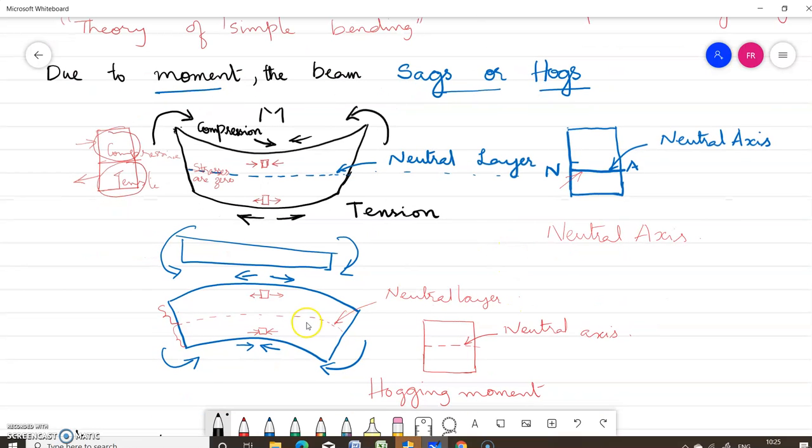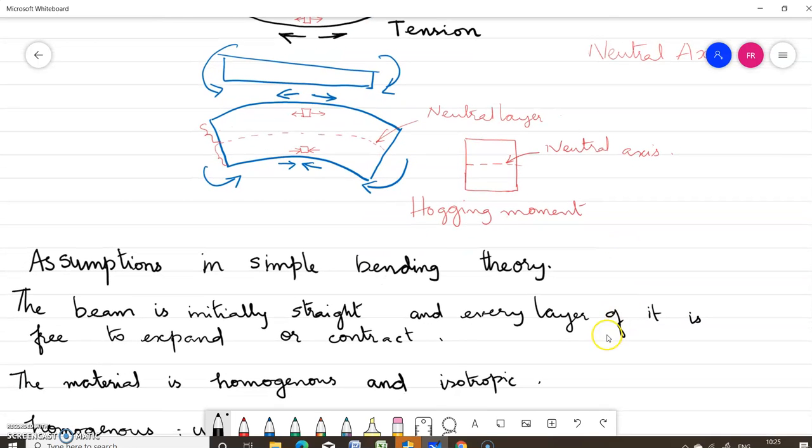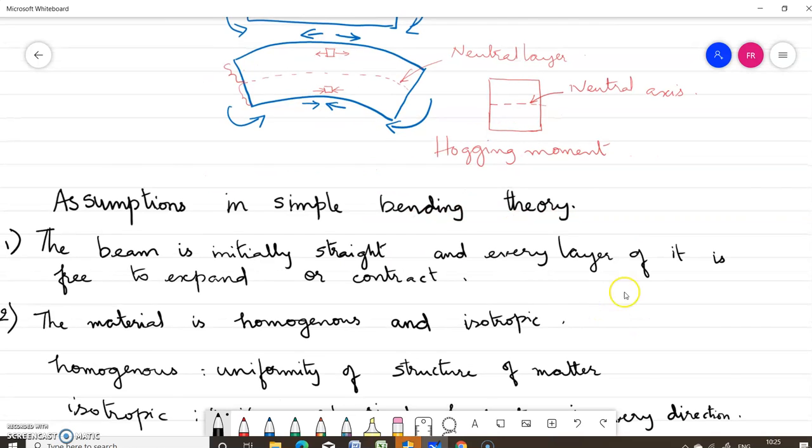Now if it is subjected to a hogging moment, the top portion will be subjected to tension and the bottom portion will be subjected to compression, and there is a layer in between the top and bottom portions that is known as the neutral layer, and the intersection of the neutral layer with the cross section of the beam is known as the neutral axis. So what are the assumptions in simple bending theory?